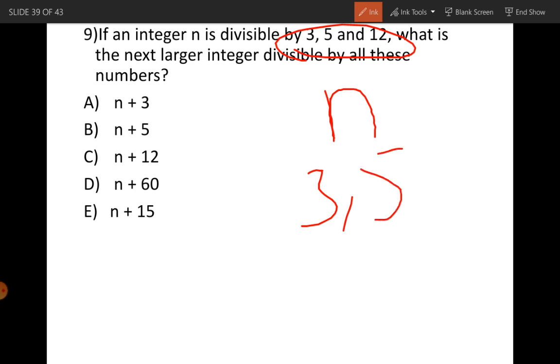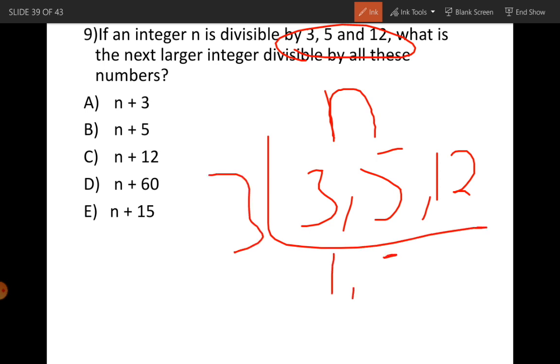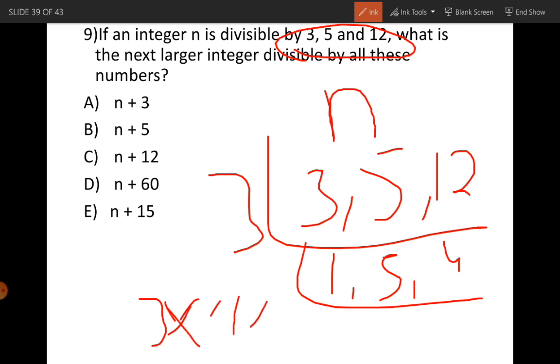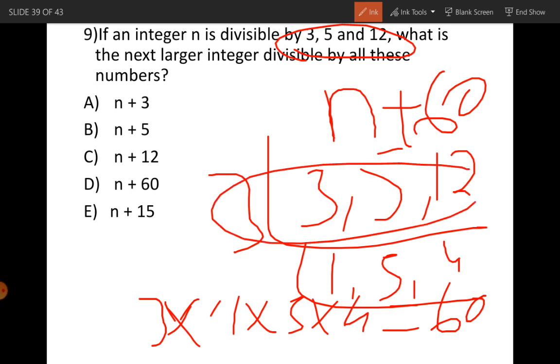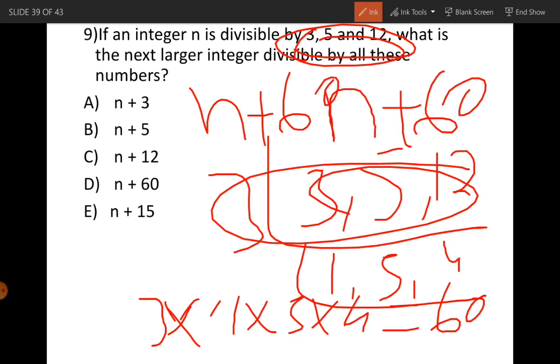3, 5 and 12. 3 ones are 3, 5 is 5, and 12 is 3 fours. So 3 into 1 into 5 into 4 is equal to 60. So if you add 60 to this number, it is divisible by all three numbers 3, 5 and 12. So n plus 60 is the right answer.